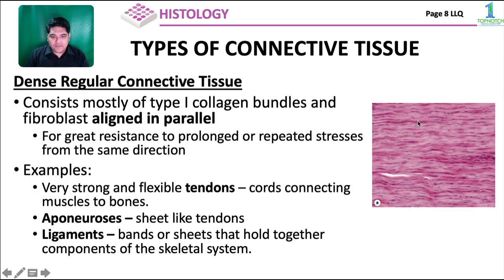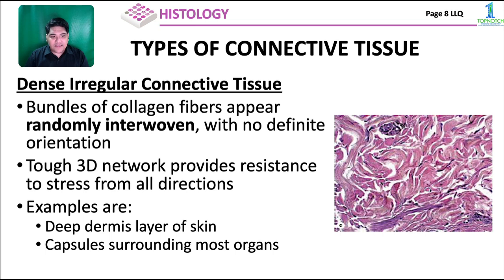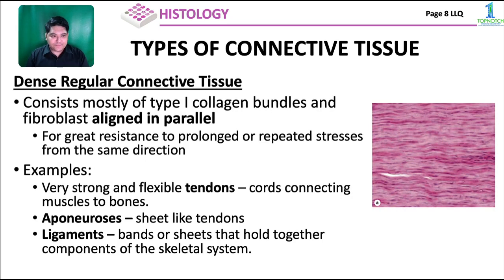And then we have your dense regular. Ayan, very, very smooth, no? Parallel, aligned ang ating mga fibroblasts and collagen bundles. This is great for repeated stresses. So, very good for protection. Example, saan? Tendons, aponeurosis, and ligaments. Yung mga yan, dense regular connective tissue. Again, going back, pag dense irregular, capsules of the organs and deep dermis layer of the skin.